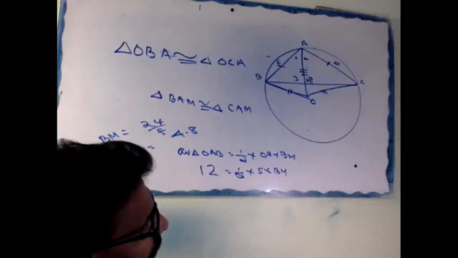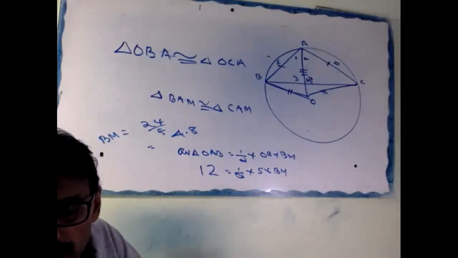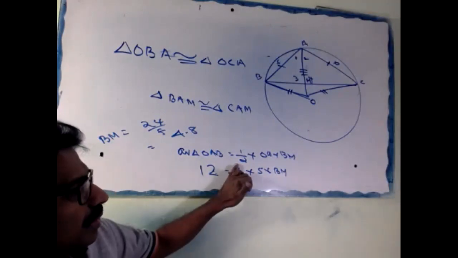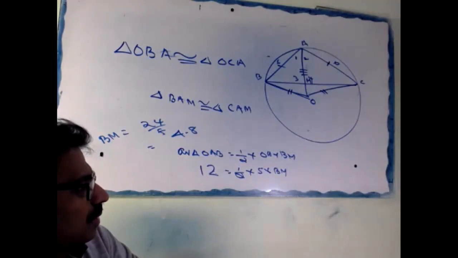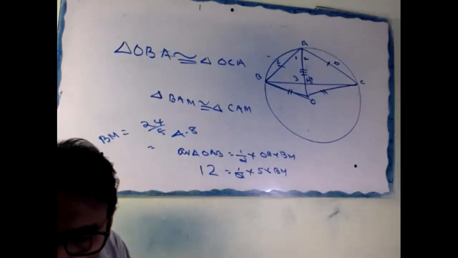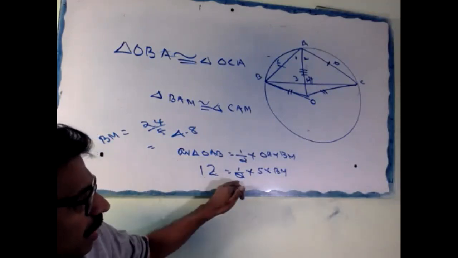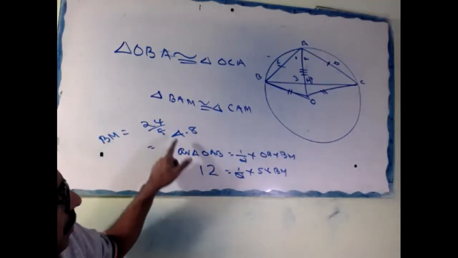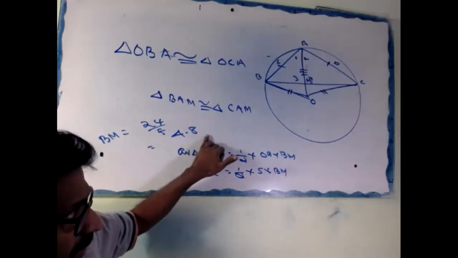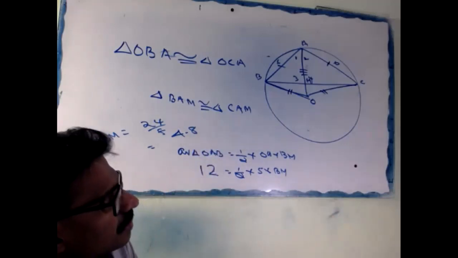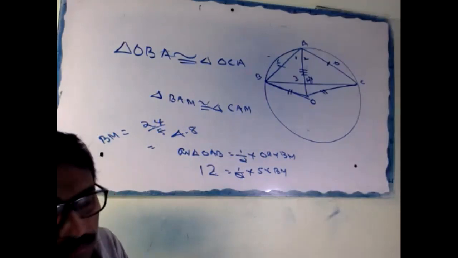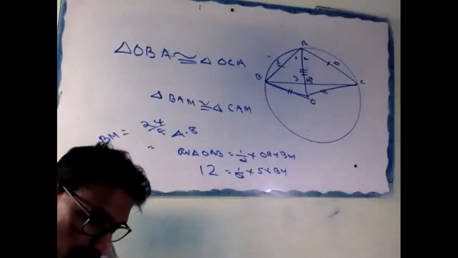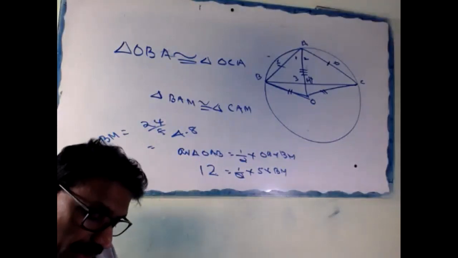Area of triangle OAB equal to half OA into BM. So, area we already got in your pocket. 12 equal to half into 5 into BM. So, BM equal to 2 coming here, 24 divided by 5 equal to 4.8. Therefore, BC equal to 4.8 into 2.